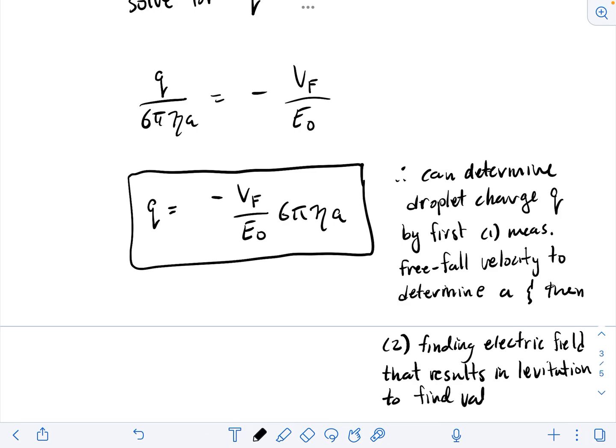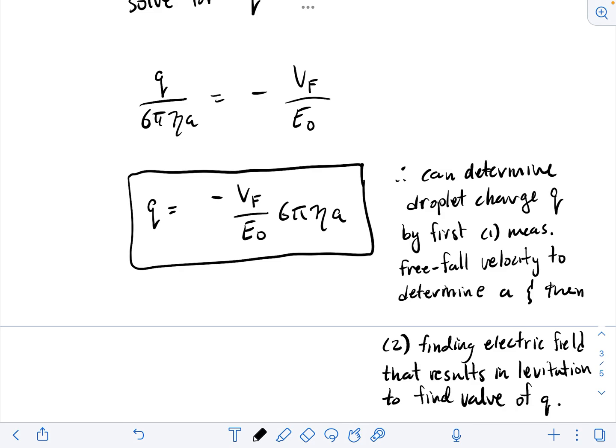And if you did this for a whole bunch of droplets, say hundreds of droplets, if you want to imagine that, the result is you're going to find different charges on the different droplets. However, all of the charges will be multiples of some fundamental charge. And that fundamental charge, the charge of a single electron, is minus 1.602 times 10 to the minus 19 coulombs. So if a droplet is carrying an extra electron, that will be its charge.